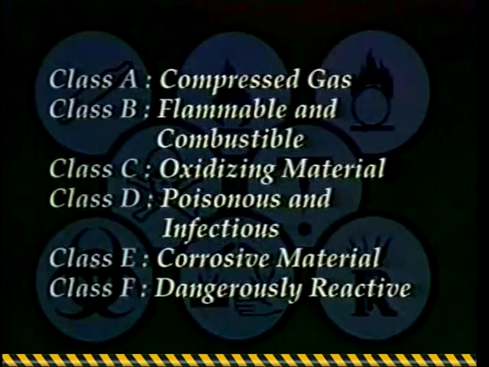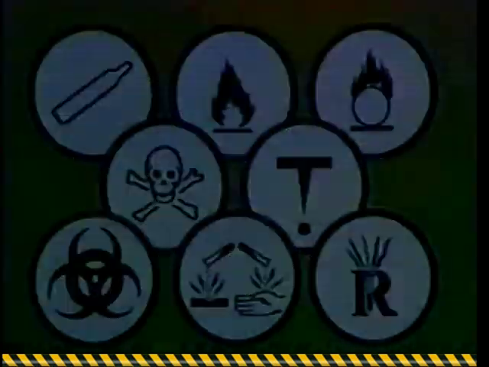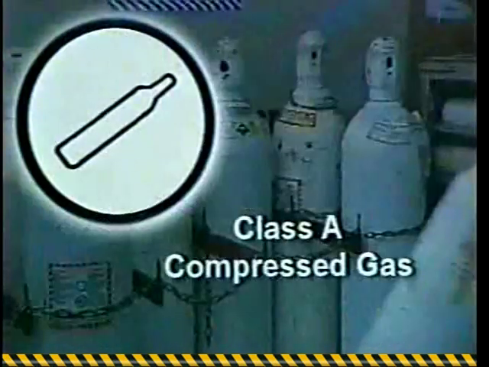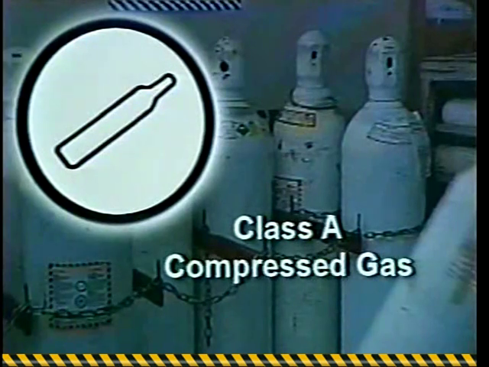There are 6 WHMIS hazard classes and 8 WHMIS symbols. This is the symbol for Class A, compressed gas. It means this substance is under pressure and could explode if not properly stored and handled. Anesthetic gases, ethylene oxide, and oxygen are examples of Class A products.